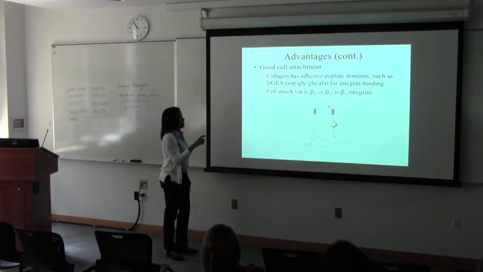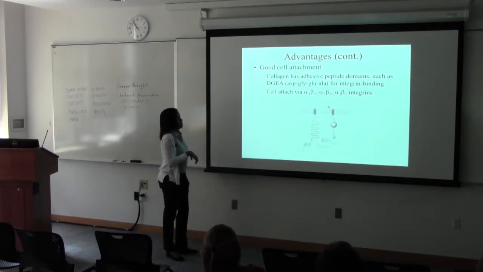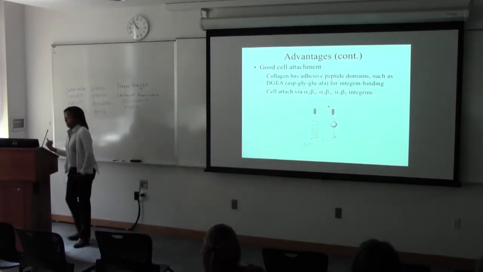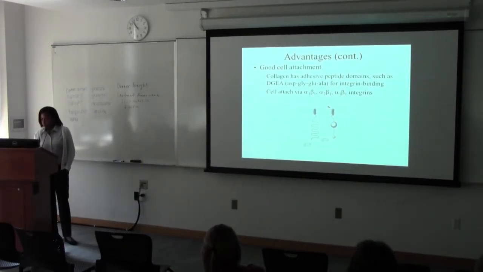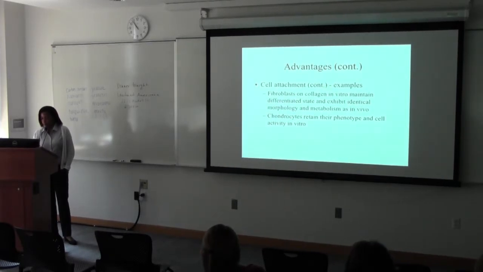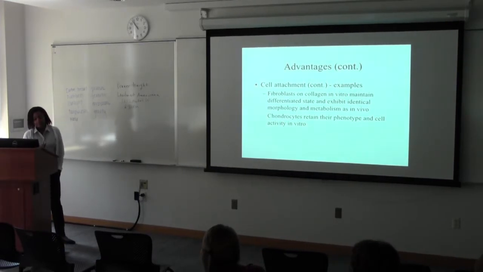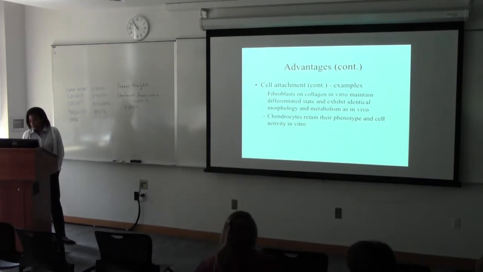So integrins will bind to these different structures in collagen pretty readily, and so that's good. Again, you interface, and basically you're doing exactly what the cells will do in the body. It's very well studied: cells will attach and behave normally, so the phenotypes of these cells remain the same. These are just examples, fibroblasts, chondrocytes, things like that.